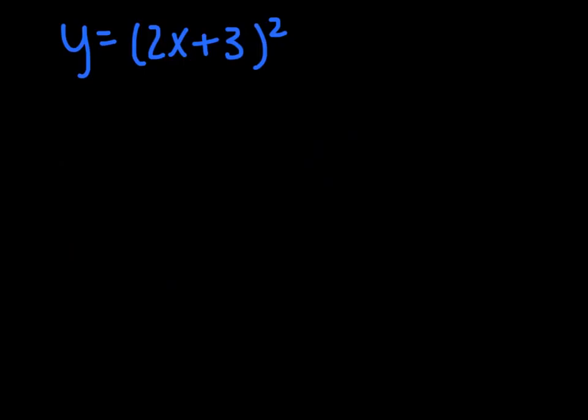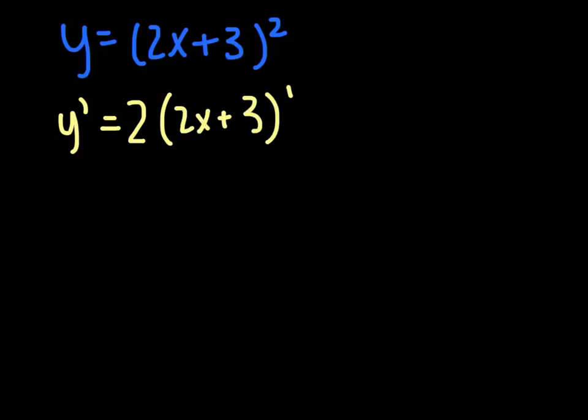If I want to find the derivative of y, or y prime, then what I'm going to do is multiply the derivative of (2x plus 3) squared by the derivative of just 2x plus 3. And this will probably look better if I just do it now. And okay, so y prime would be the same thing as this.